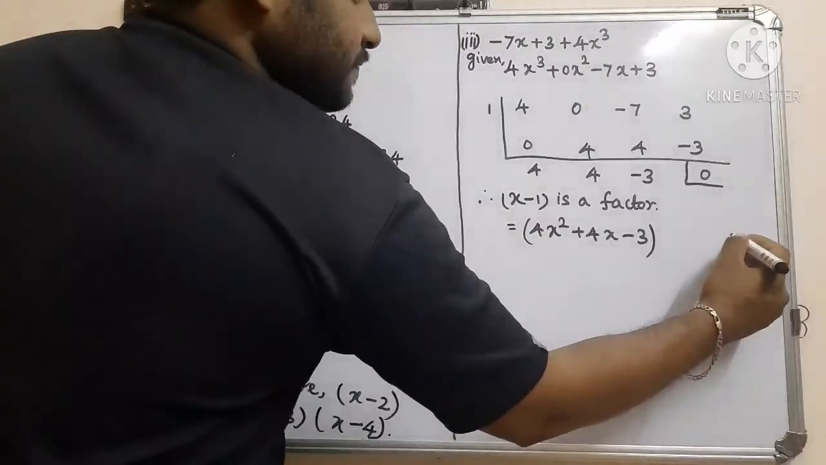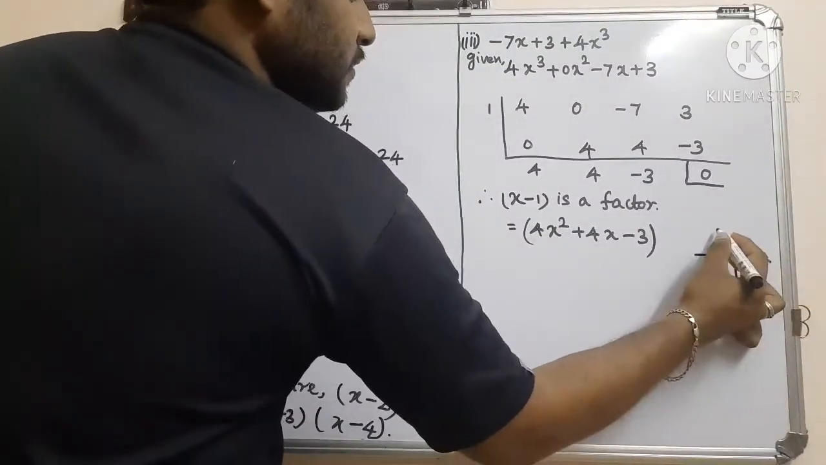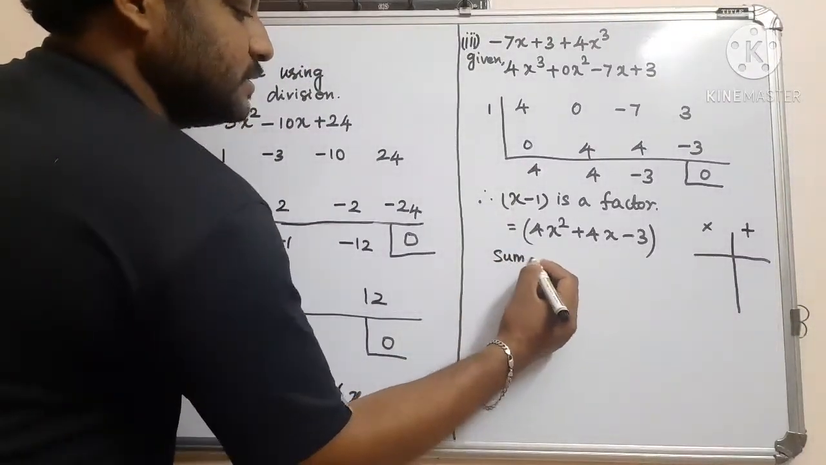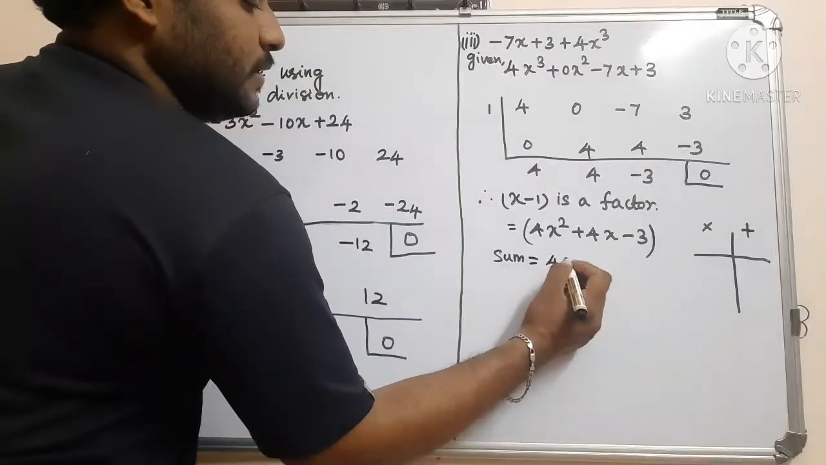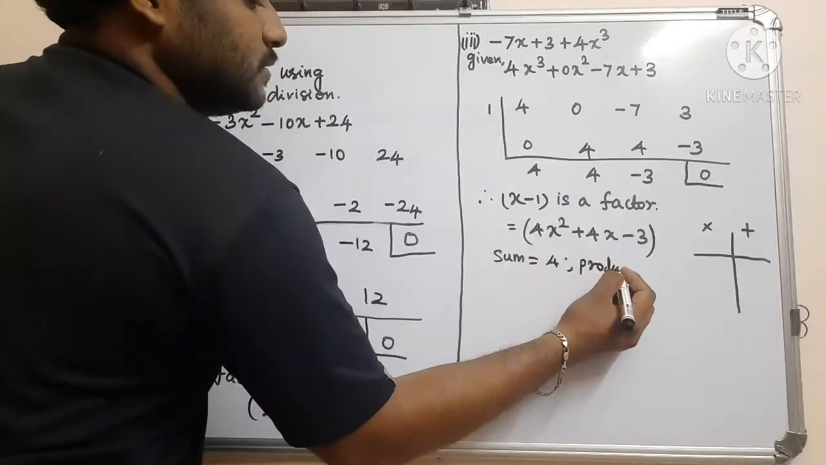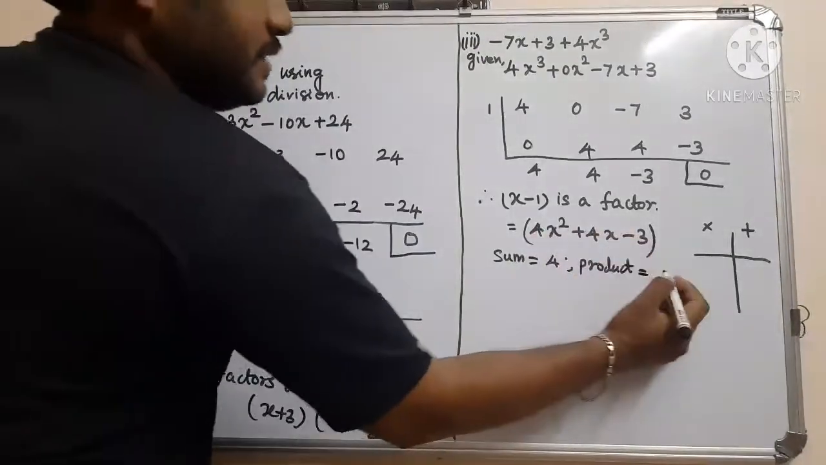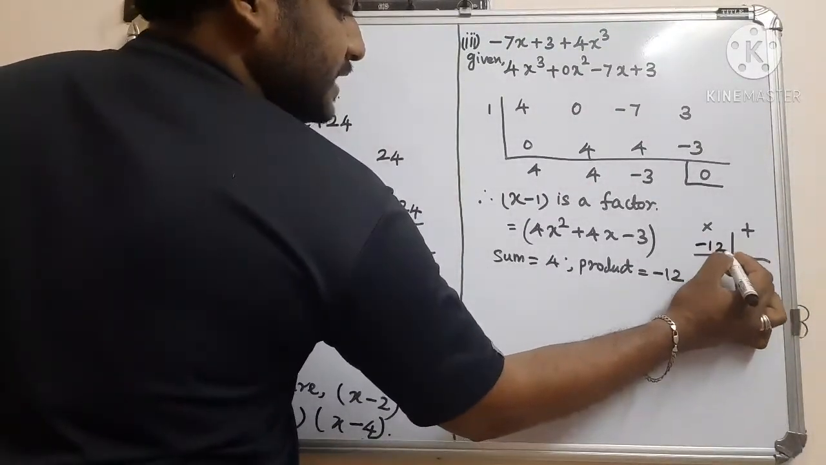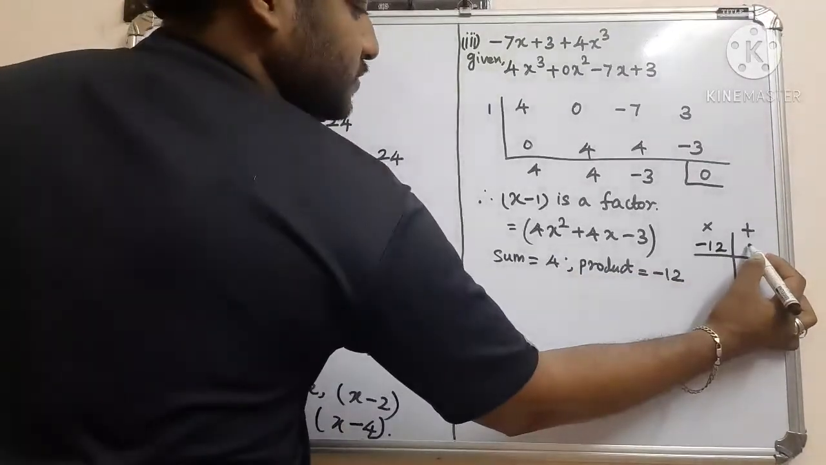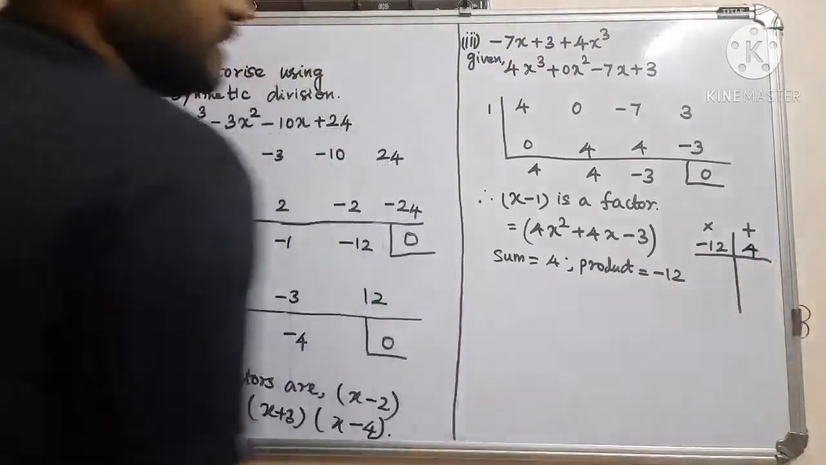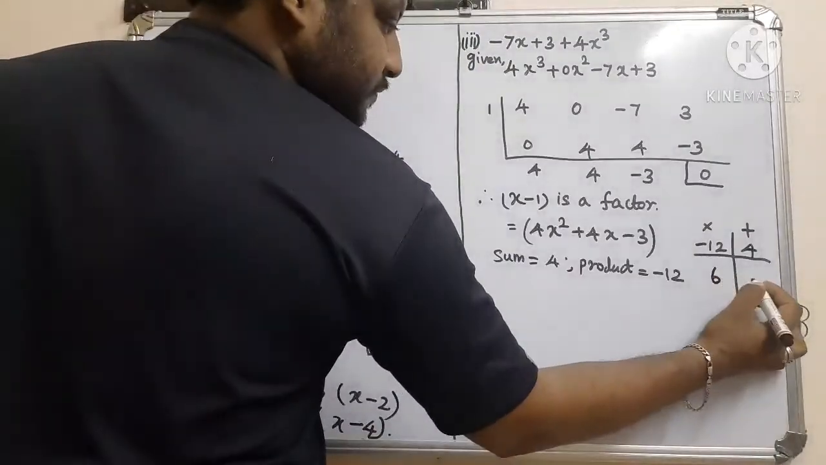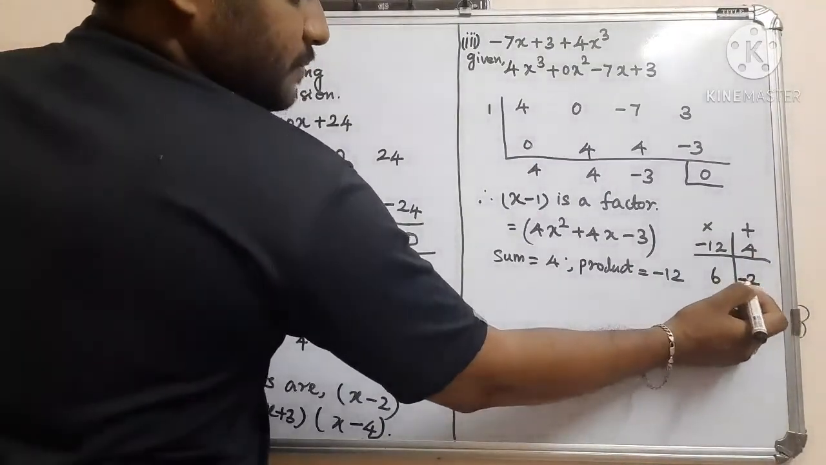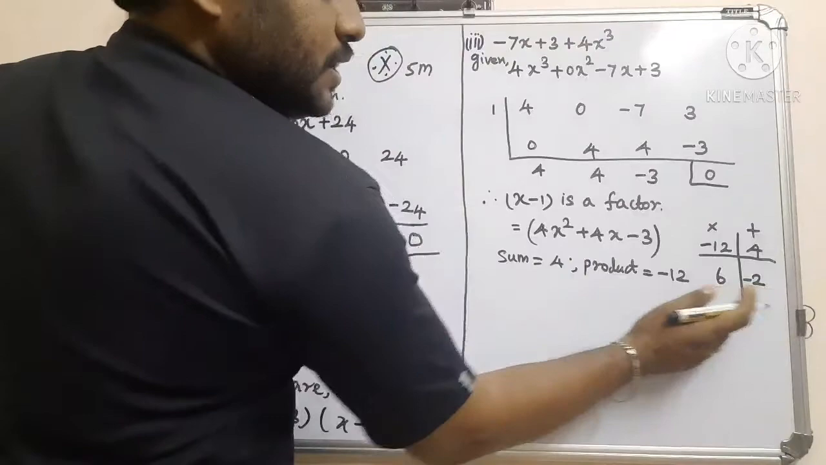So we have to use the sum and product. So the sum is plus 4 and the product is 4 into minus 3, minus 12. So if we multiply two numbers, we will get minus 12. If we add these two numbers, you will get plus 4. So what is the value? 6 2s are 12. 6 minus 2 is 4. So 2 must be minus.